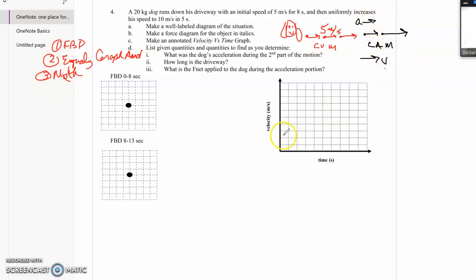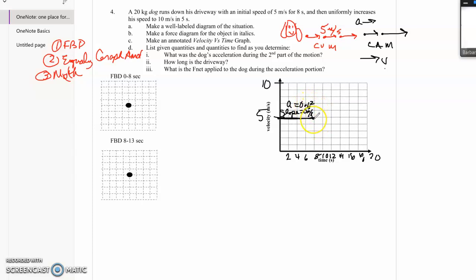okay? So on our graph, I'm going to kind of say 1, 2, 3, 4, 5, and 10, right? And then maybe 2, 4, 6, 8, 10, 12, I'm getting sloppy, 14, 16, 18, 20. Okay, so initially we're going at 5 constant velocity for 8 seconds. So I'm just going to come across here to 8. Okay, so that slope equals 0, right? So the acceleration equals 0 here.